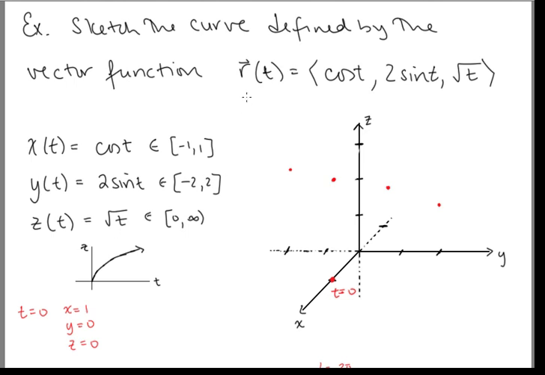In general, the domain of a vector-valued function is the intersection of the domains of its component functions. In any case, we have x values that vary between -1 and 1, y values that vary between -2 and 2, and z values that go from 0 to infinity. I want to keep in mind what the graph of z(t) equals radical t looks like. In the zt plane, we have half of a sideways parabola, our radical function. We want to keep that in mind as we sketch our curve in three-dimensional space.